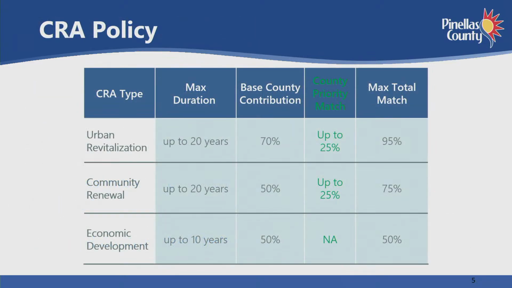This is a slide that gives you a snapshot, and I'll walk you through it a little bit. The first column refers to a CRA type. That is what we refer to as a local designation of CRA.